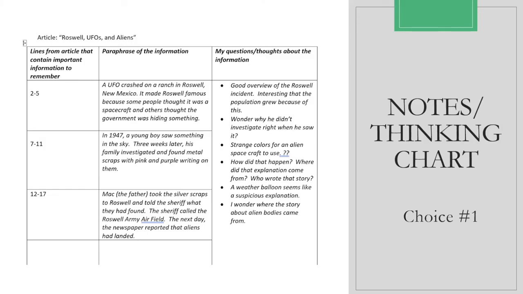Your first choice, again, is the Notes Thinking Chart. This chart is three columns. In the first column, you would list the line numbers where you located important information. In the middle column, you would paraphrase that information, and then in the third column, you would list some of the thoughts you had while you were reading.